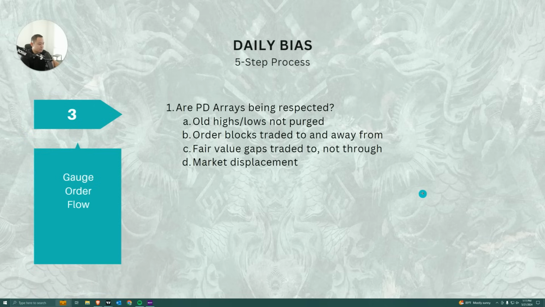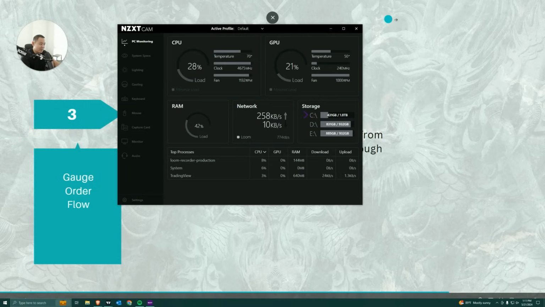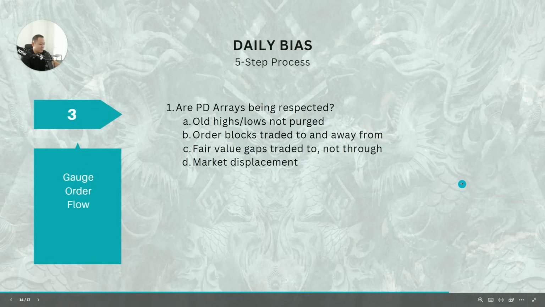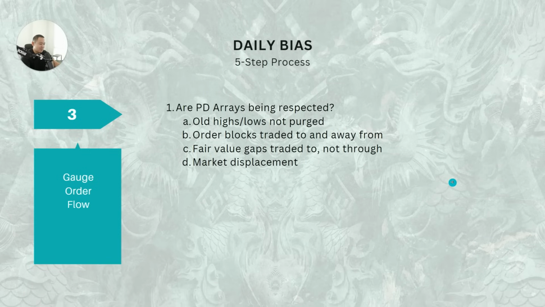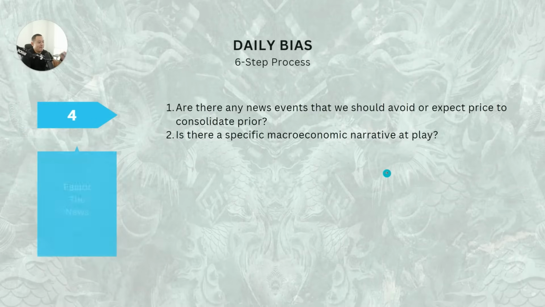All right. And ICT has this famous quote. Somebody had clipped it a bunch. They said, once 3 PD arrays are violated, it's your ass next, and it's pretty true. All right. So number 4, factoring the news. Are there any news events that we should avoid or expect price to consolidate prior? And then, is there a specific macroeconomic narrative at play?